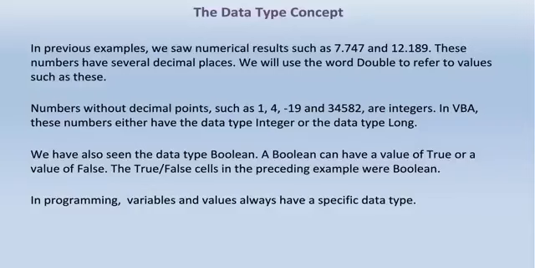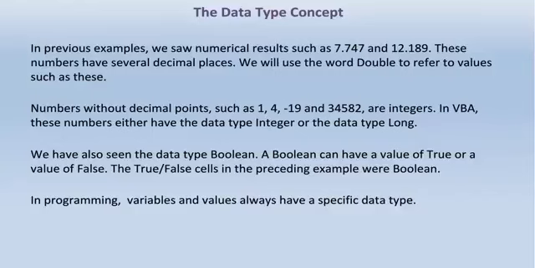Data type. The data type concept. In previous examples, we saw numerical results such as 7.747 and 12.189. These numbers have several decimal places. We will use the word double to refer to values such as these. Numbers without decimal points, such as 1, 4, minus 19 and 34,582, are integers. In VBA, these numbers either have the data type integer or the data type long.